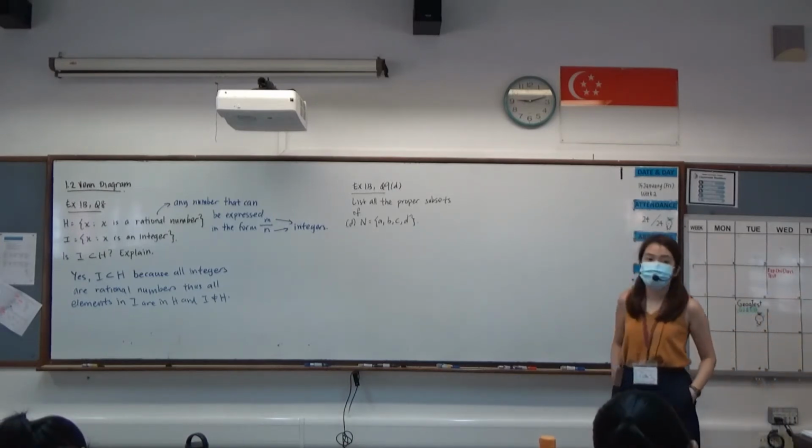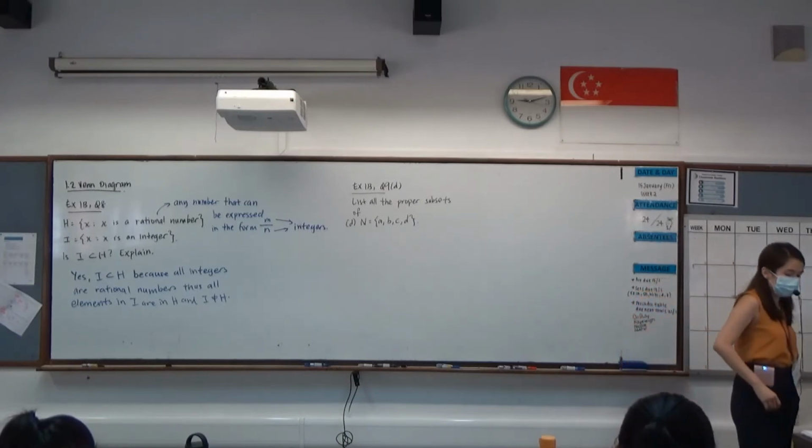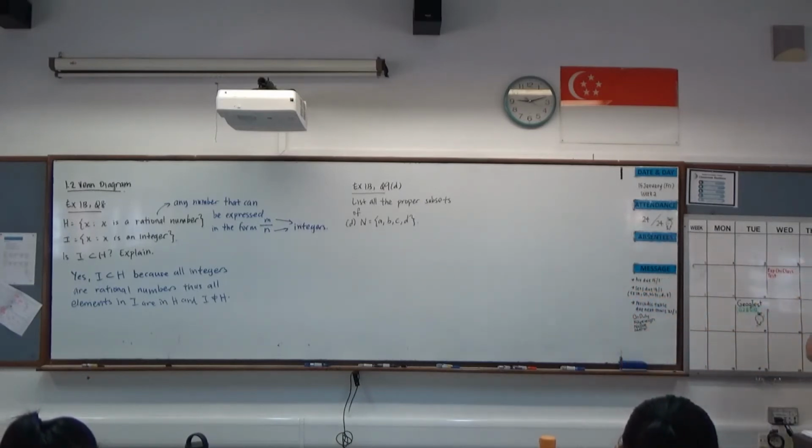N is a set containing A, B, C, and D. Could I give you maybe about 2 minutes to write out all the proper subsets that are possible out of this set?